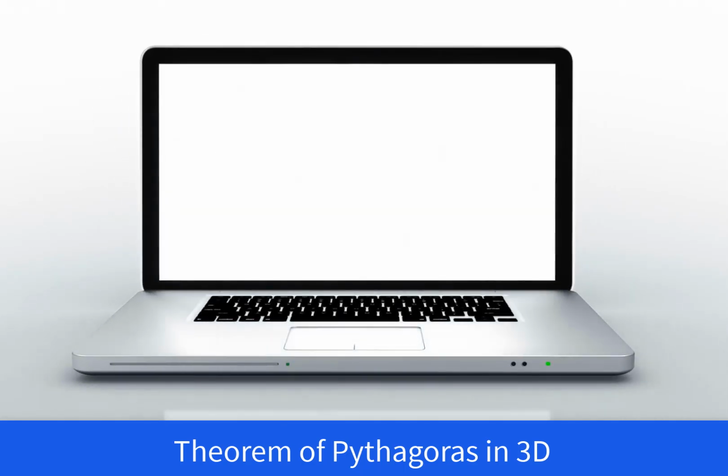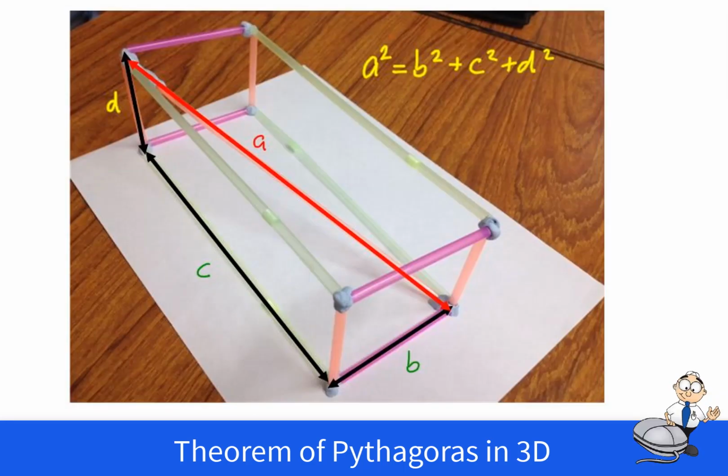Pythagoras' theorem in 3 dimensions. Here I've created a model to explain what I mean by this. We have a cuboid. The diagonal from the top corner to the bottom corner at the opposite side, PQ, is coloured in red. We'll call it length A.